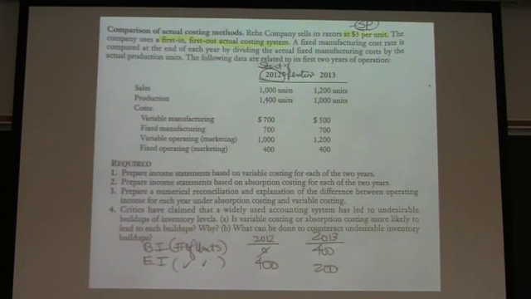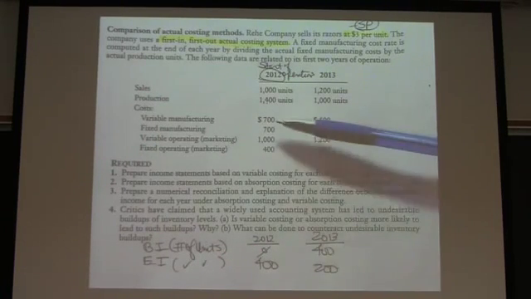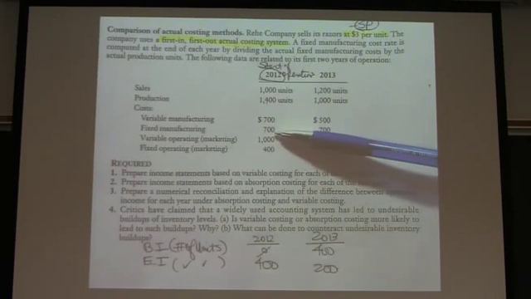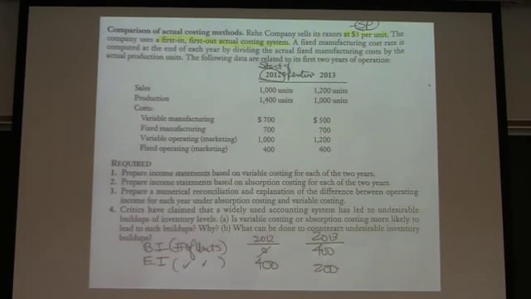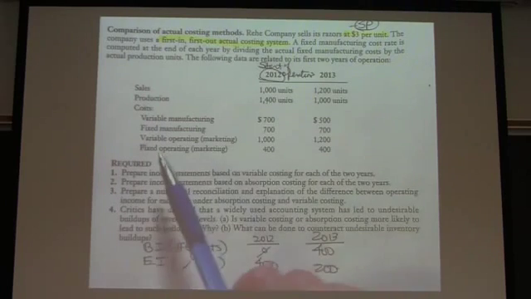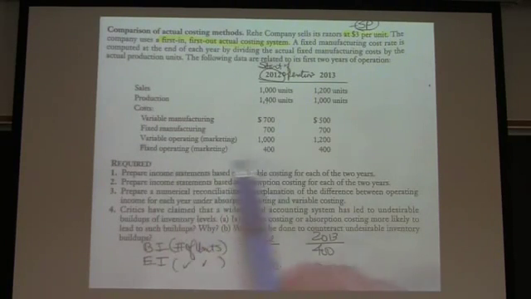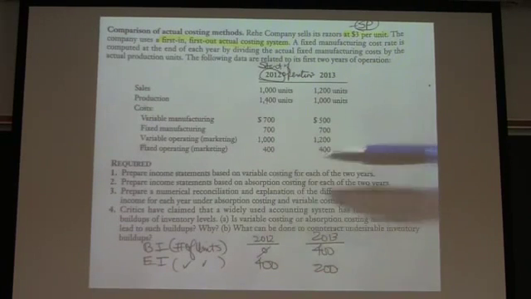Now, we're given the following data. The variable manufacturing cost is 700. The variable operating cost, so they're saying it's marketing, is 1,000, and the fixed cost is 400. And there you've got the 2 years comparative.